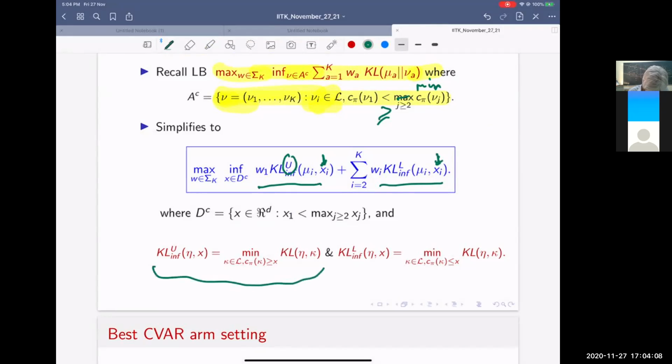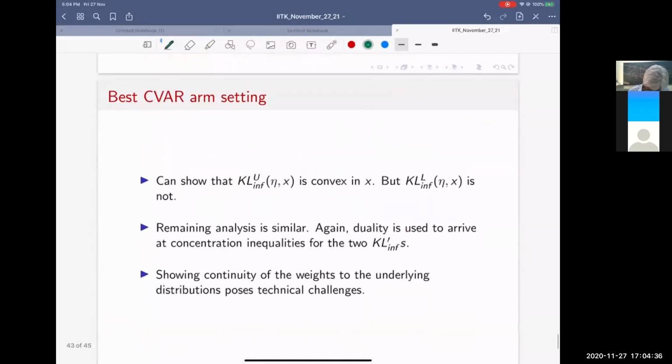So this is your optimization problem. When this x is more than the C bar under eta, so your kappa, you're looking for all the distributions with higher C bar than under eta. And this is where you're looking at new distributions which have lower C bar than eta. So this is lower and this is upper. It's interesting because one of them turns out to be convex in X, the other one turns out to be non-convex in X. So that gives rise to its own set of technicalities. So otherwise you carry on as before.